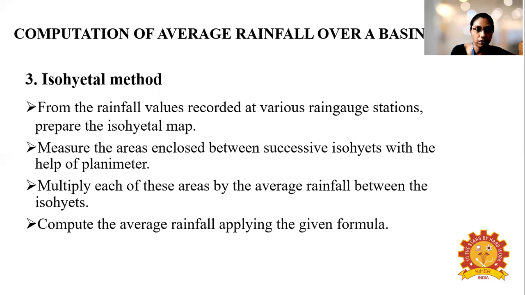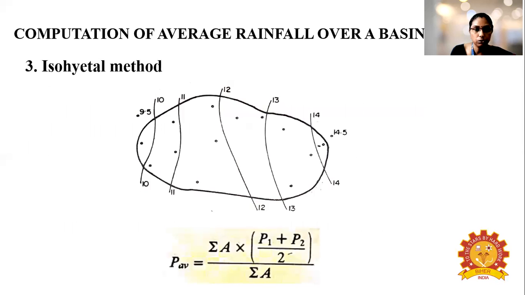So after seeing this, you can calculate the area between two isohyets using a planimeter, and you can substitute in this formula. That is, average precipitation of rainfall is equal to the summation of the area into the average of the precipitation of two isohyets. That is P1 plus P2 by 2, divided by A. That is the summation of the area.